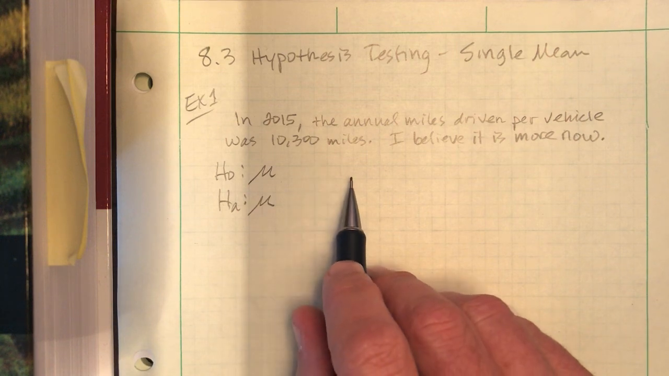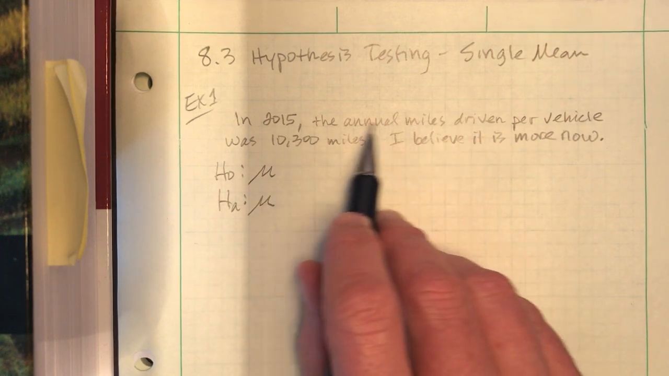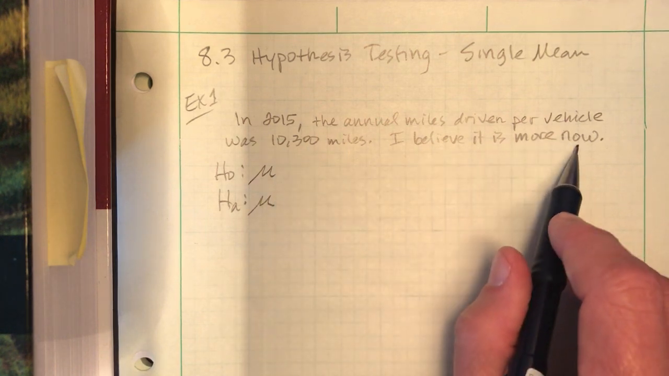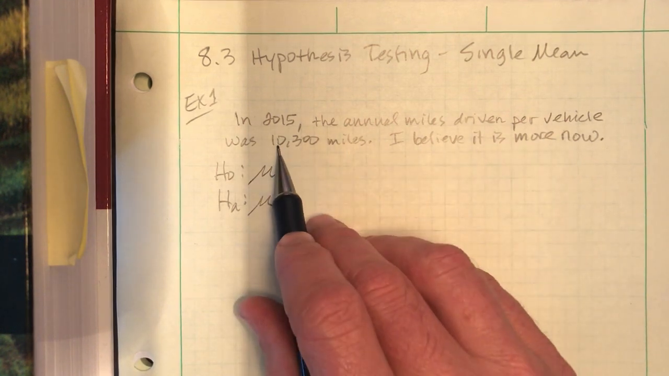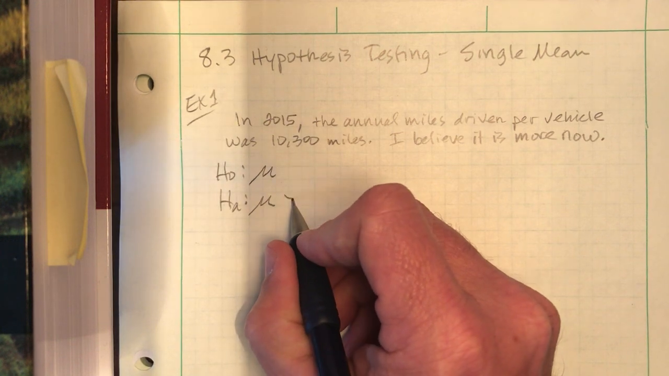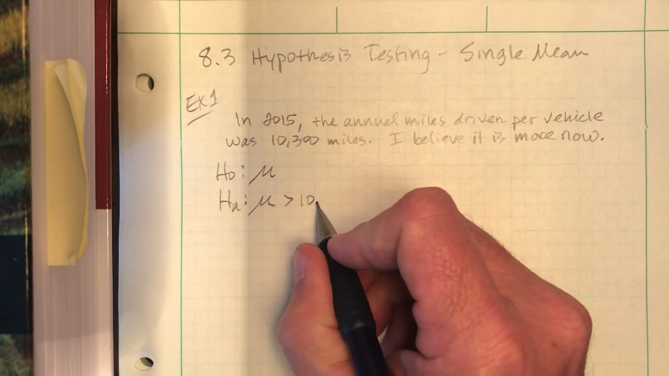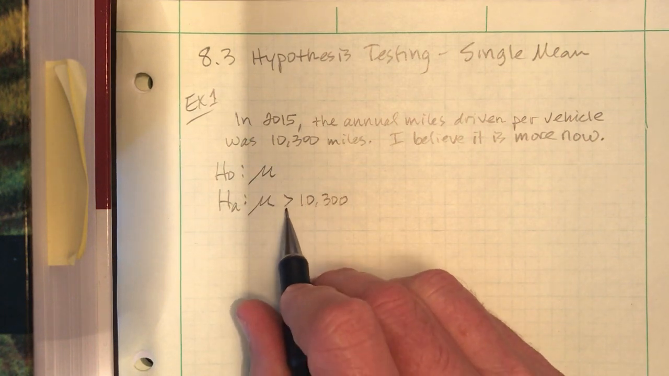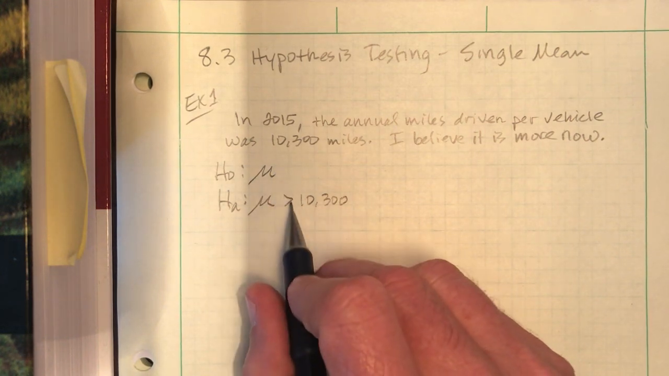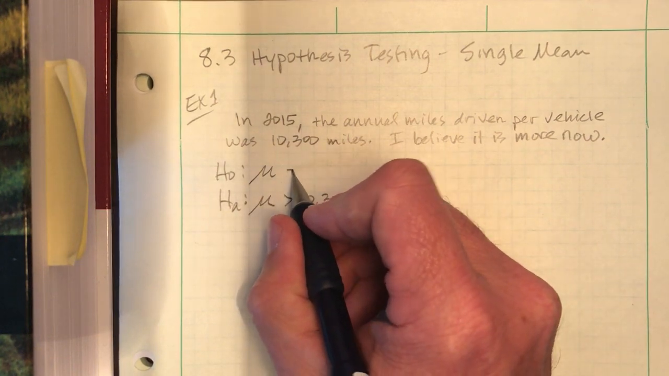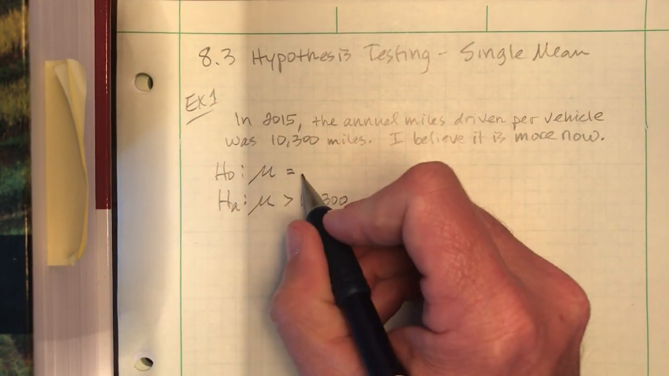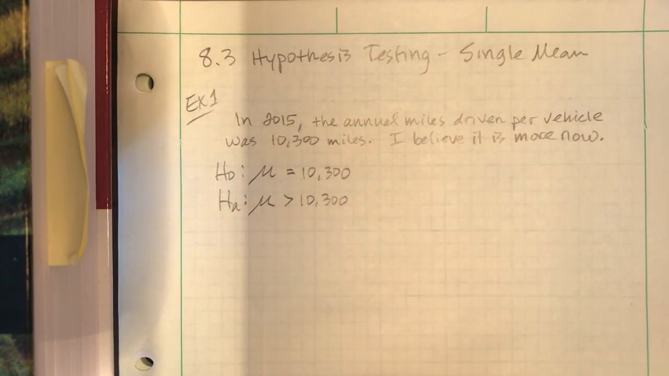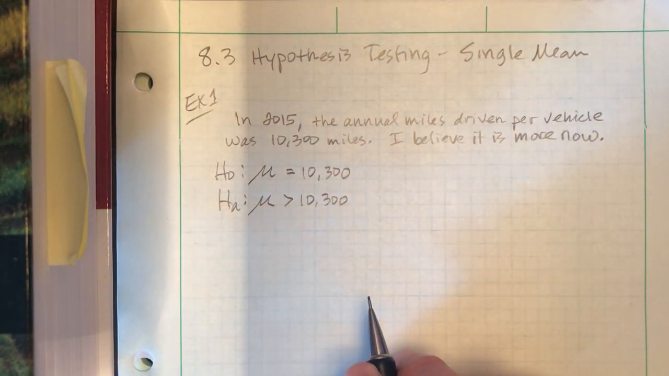So let's see. There's this claim that it was known to be 10,300. If I believe it's more now, what does more than 10,300 look like? It looks like the greater than symbol. Doesn't include the equal sign. The complement of this, my null, would be less than or equal to, but we've learned we can get by with just saying equals every time for the null. Okay, that's how all hypothesis tests start.